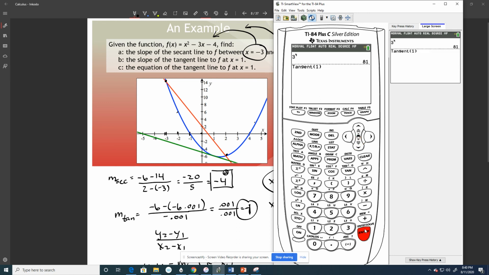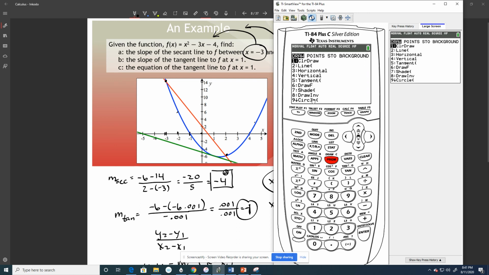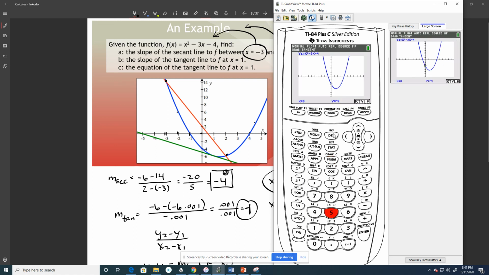And I'm getting an error. Why am I getting an error? Go back to my graph. Let's go to standard window, zoom, standard. Maybe because I drew it without being on my graph. So from my graph, if I go second program, tangent, which is number 5, there we go.